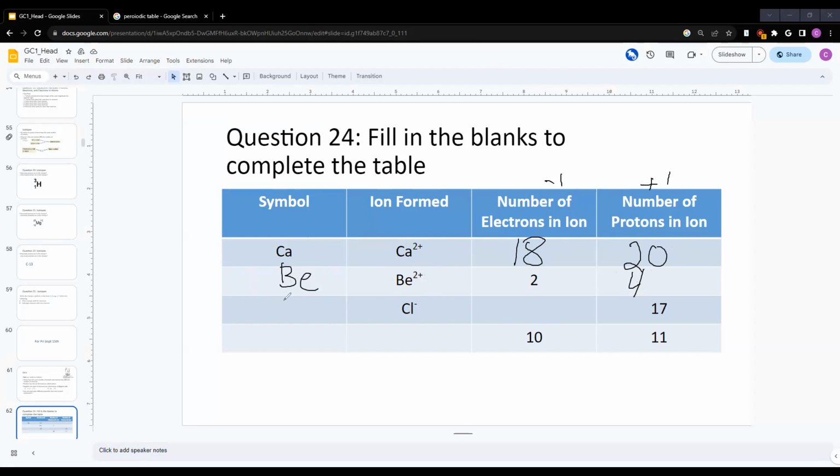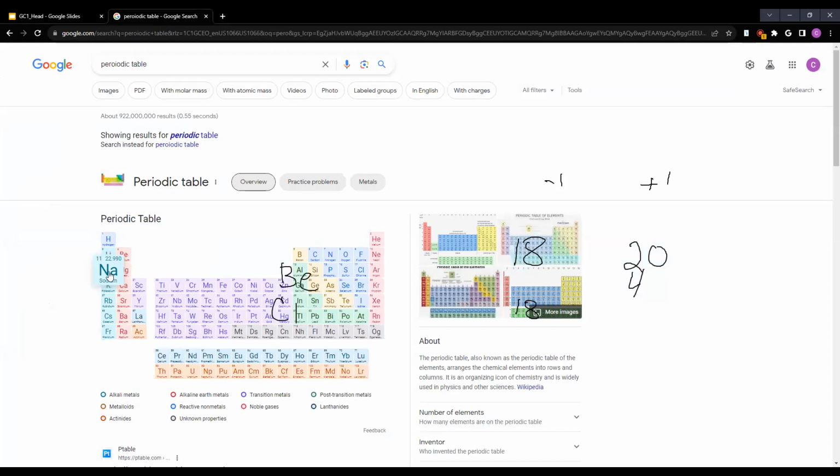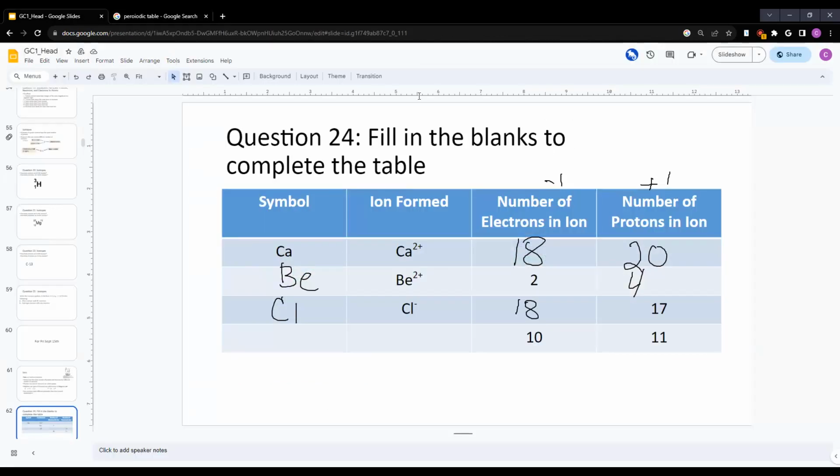Cl-, the symbol would be Cl. And it has more electrons than protons, 1 more electron. So if it has 17 protons, it has 18 electrons. And then last, we have an element with 11 protons. We go to our periodic table. Sodium is element 11. So that would be our symbol, sodium. We have 1 more proton than electron, so it is sodium plus. So that's the end of that table.